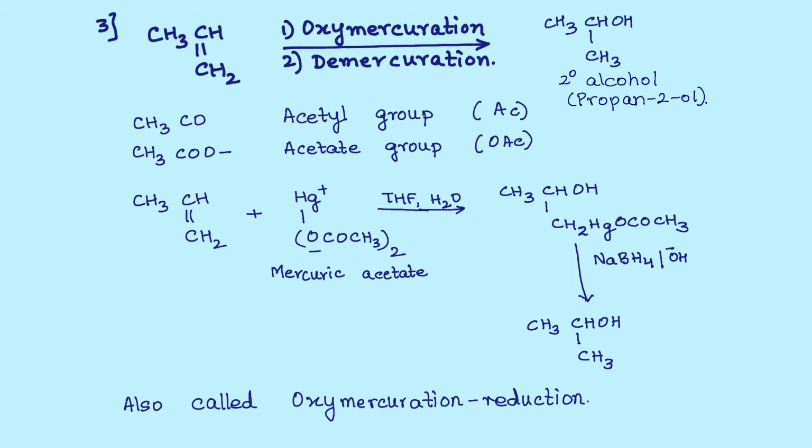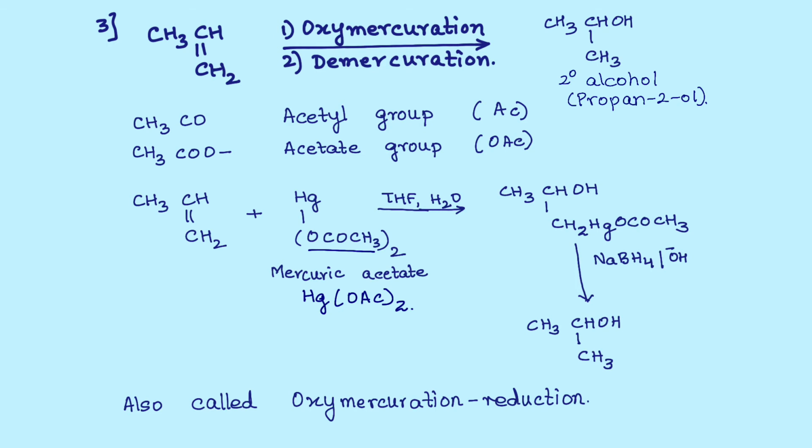So at a number of places, this mercuric acetate would also be written as Hg(OAc)2. You see over here the acetate bit and whole twice. I'm telling you this so that when you read books from different authors, you should not get confused.